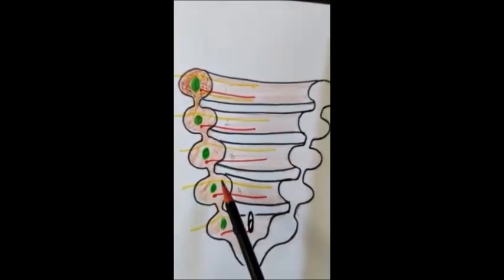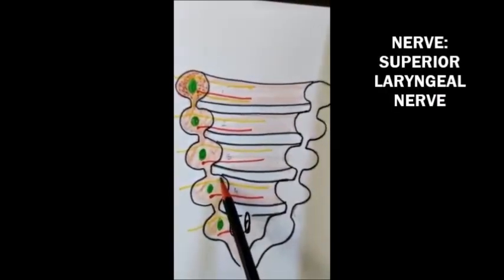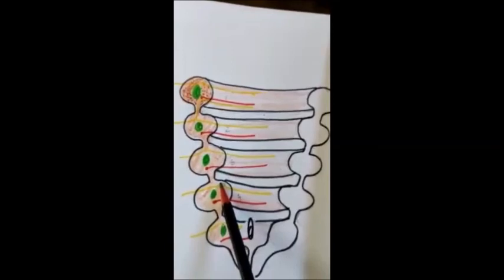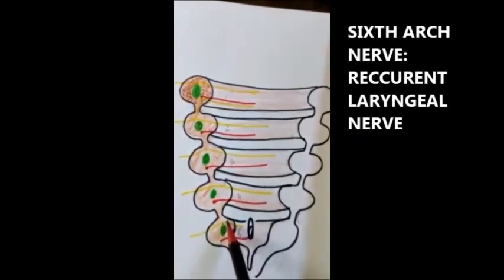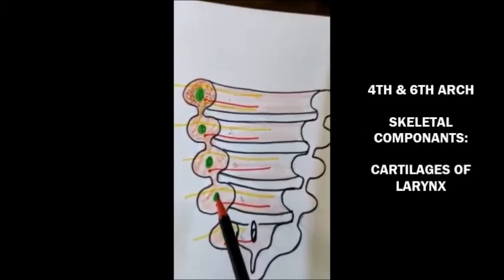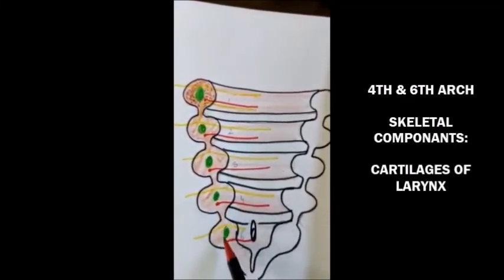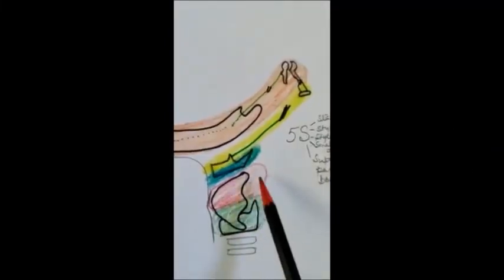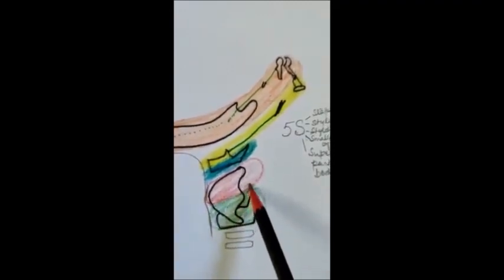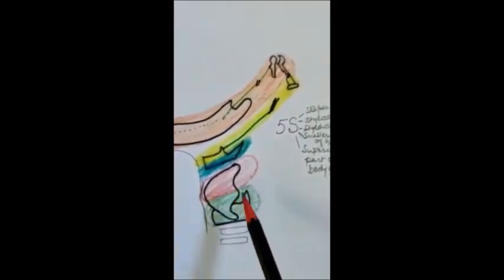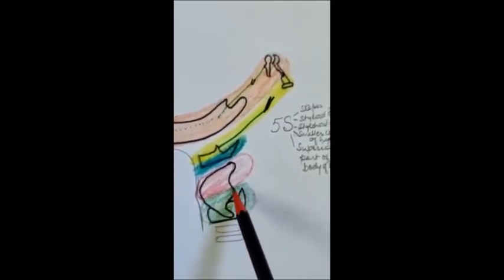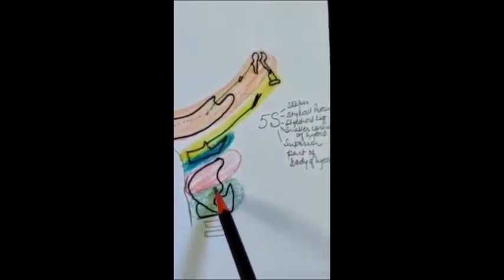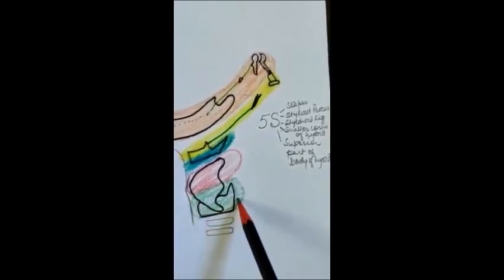Fourth arch, the nerve of the fourth arch is superior laryngeal nerve. We will talk about fourth and sixth together. So the nerve is superior laryngeal nerve here, while below the nerve is recurrent laryngeal nerve, and the skeletal component of both will form the skeletal framework of the larynx. And so here we can see that the upper part of the thyroid cartilage is formed by the fourth arch, while the rest of the thyroid and the cricoid cartilage and those smaller cartilages, that is arytenoid and corniculate and cuneiform cartilages, are also developed from the sixth arch.